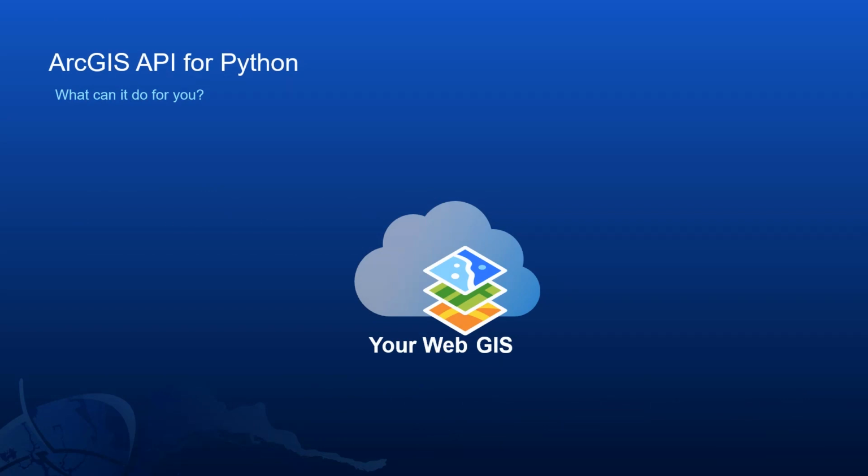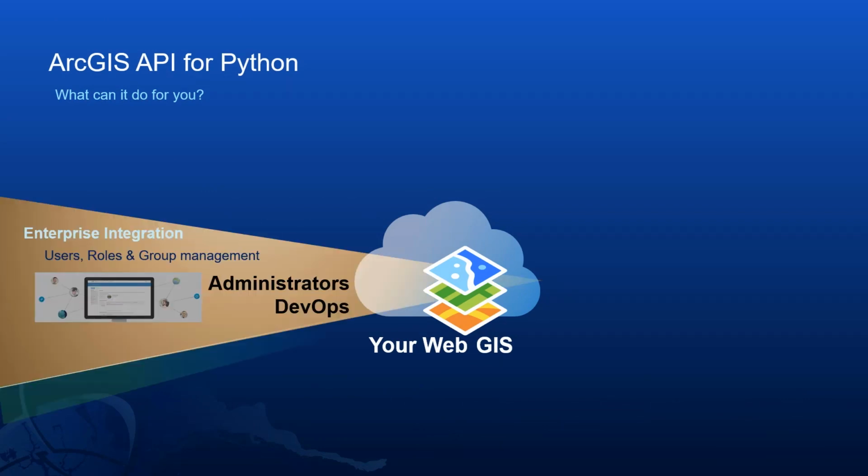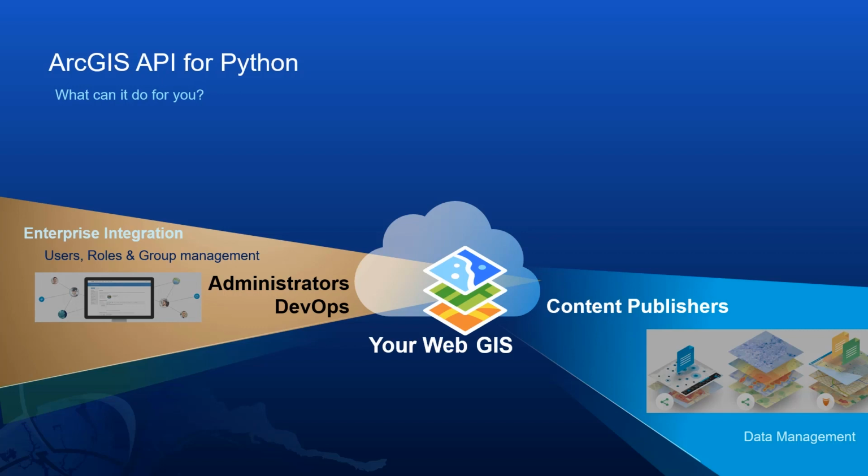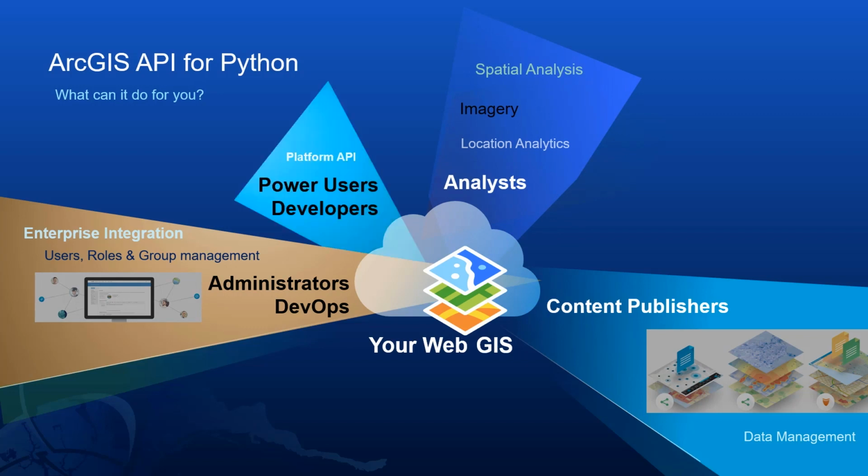Now, what can the ArcGIS API do for you? If you are an administrator, the API can help you manage users, roles, groups, or items on your enterprise or your ArcGIS Online organization. Or if you're into data management, the API can help you publish, edit, update, or delete your online content. And also for spatial analysis, location analytics, and other platform-related functionalities, you can find its implementation in the ArcGIS API for Python as well.